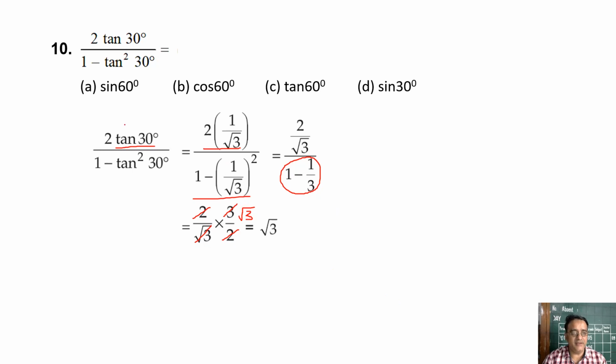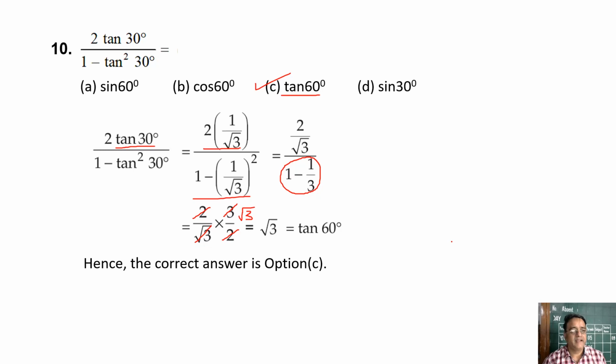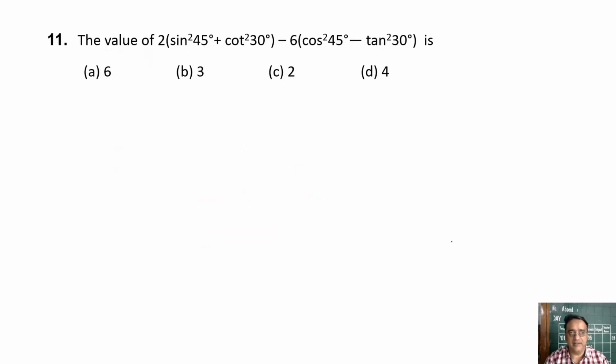Which one has the value root 3? Tan 60 degree, right. So it is equals to tan 60 degree. So the correct option is Option C. Right. Now we are moving toward question number 11.